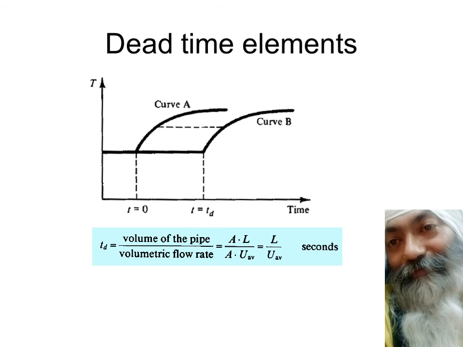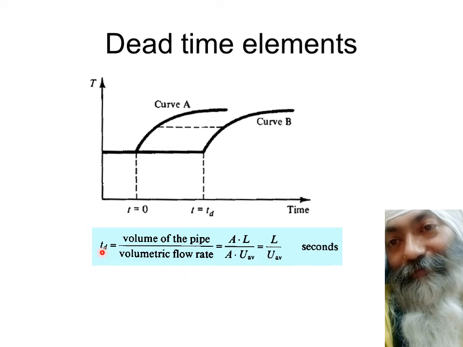Further, this t equal to TD is nothing but the volume of the pipe divided by volumetric flow rate. Volume of the pipe is given by A into L, volumetric flow rate is given by A into the average velocity. So ultimately, this A cancels with this A. I'm supposing the area of cross section is the same throughout the pipe, and so what we get is TD equal to length divided by velocity. This is the reason we call this distance velocity lag.